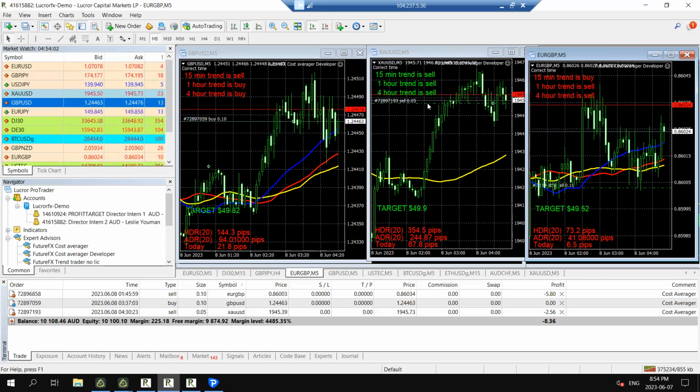Once that initial trade is open, the software will continue to open up more trades to cost average into position as needed.